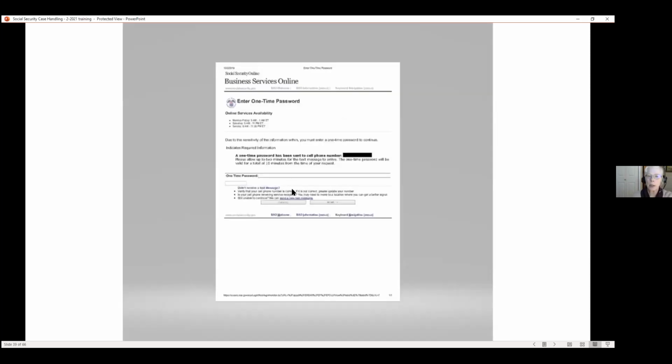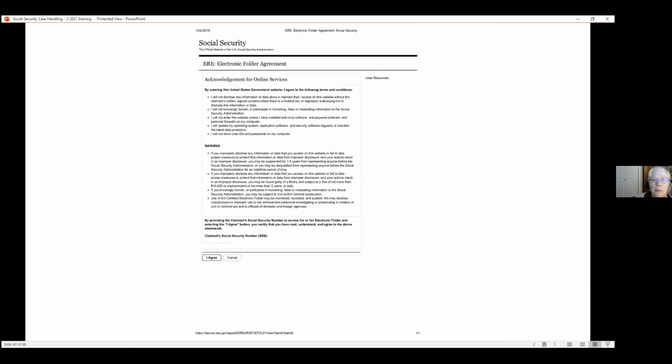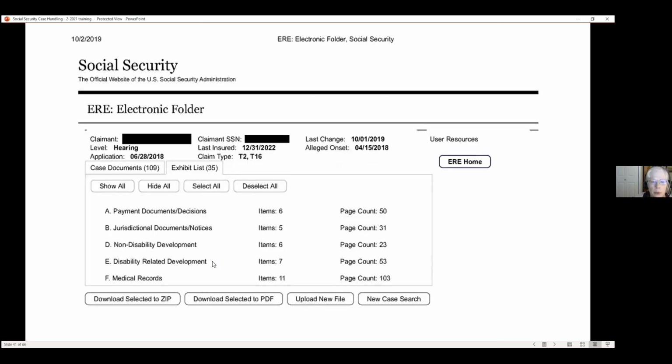The security requires you to enter a one-time password that they send to your cell phone. So you have to have a cell phone that you give them. It's my personal cell phone. Some people have work cell phones that they use, but they'll send you a one-time password that you enter in. Then you agree to all these things. Put your client's social security number in at the bottom. Click I agree. And then you're in the folder.